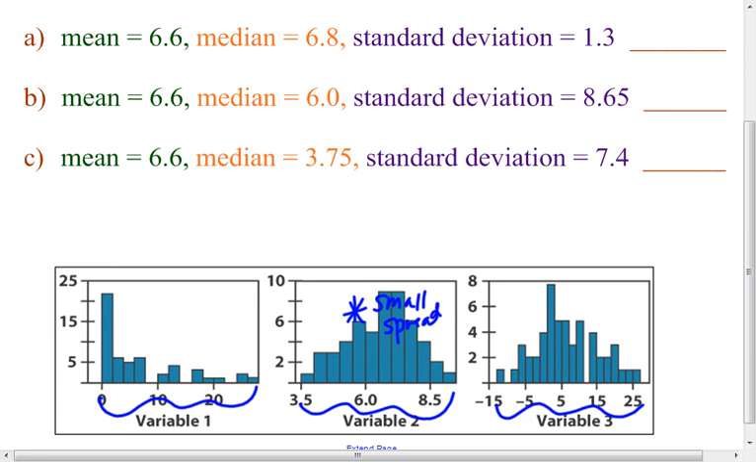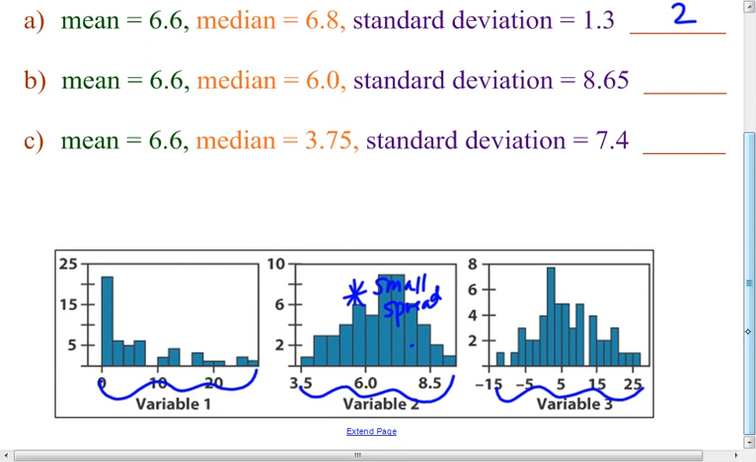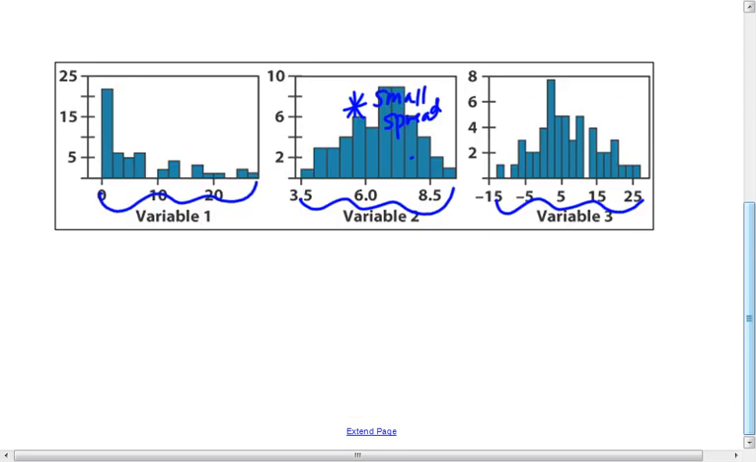Spread is measured by standard deviation. So I know that because this one has a small spread, this is variable 2. Okay. Then I'm going to look at the shape of the graphs, because the shape is going to give me an idea of what happens here.